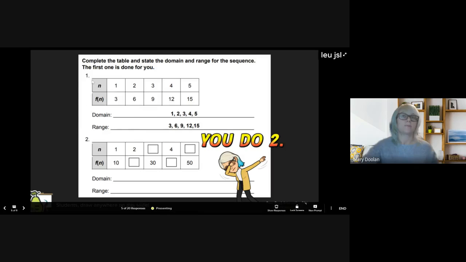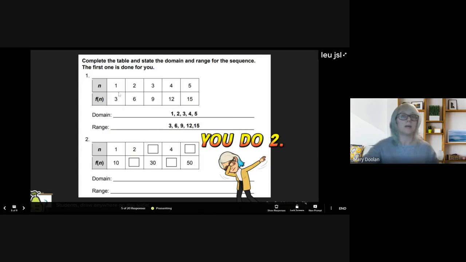And then f of n, so whatever I'm doing to n is producing this. I'm getting 3, 6, 9, 12, and 15. It's like a function because the same thing is happening over and over again. I have the same thing happening to get to each number. So I go from 3 to 6 to 9 to 12 to 15.